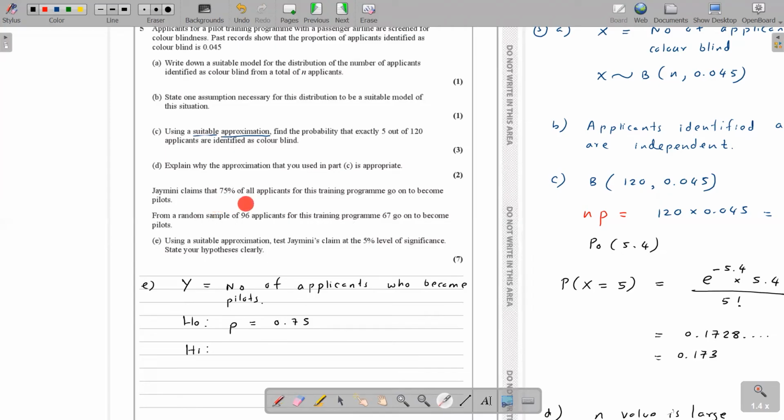They say he claims that 75% of all applicants for this training program go on to become pilots. So from a random sample of 96 applicants for the training program, 67 go on to become pilots. Using a suitable approximation, test the claim at 5% level of significance. State your hypothesis clearly. Now, by any chance, do they say that he believes that this proportion might have increased or this proportion might have decreased? Do they say anything like that?